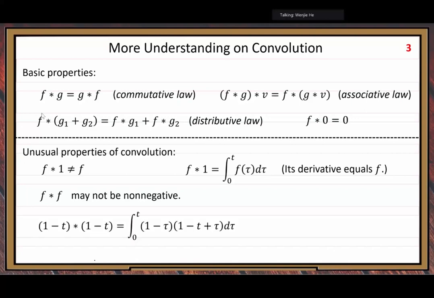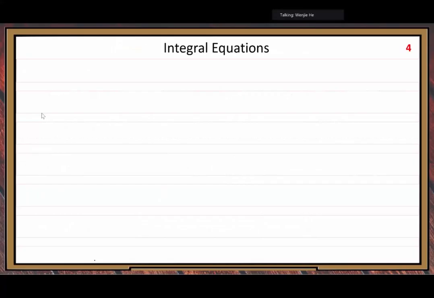So here is a simple example: 1 minus t, do convolution with itself. After calculation, you can see we get this polynomial, and you can see it may not be non-negative. So t, you take a small negative number. This side is positive, t still negative. All right. Then now we want to solve integral equations.